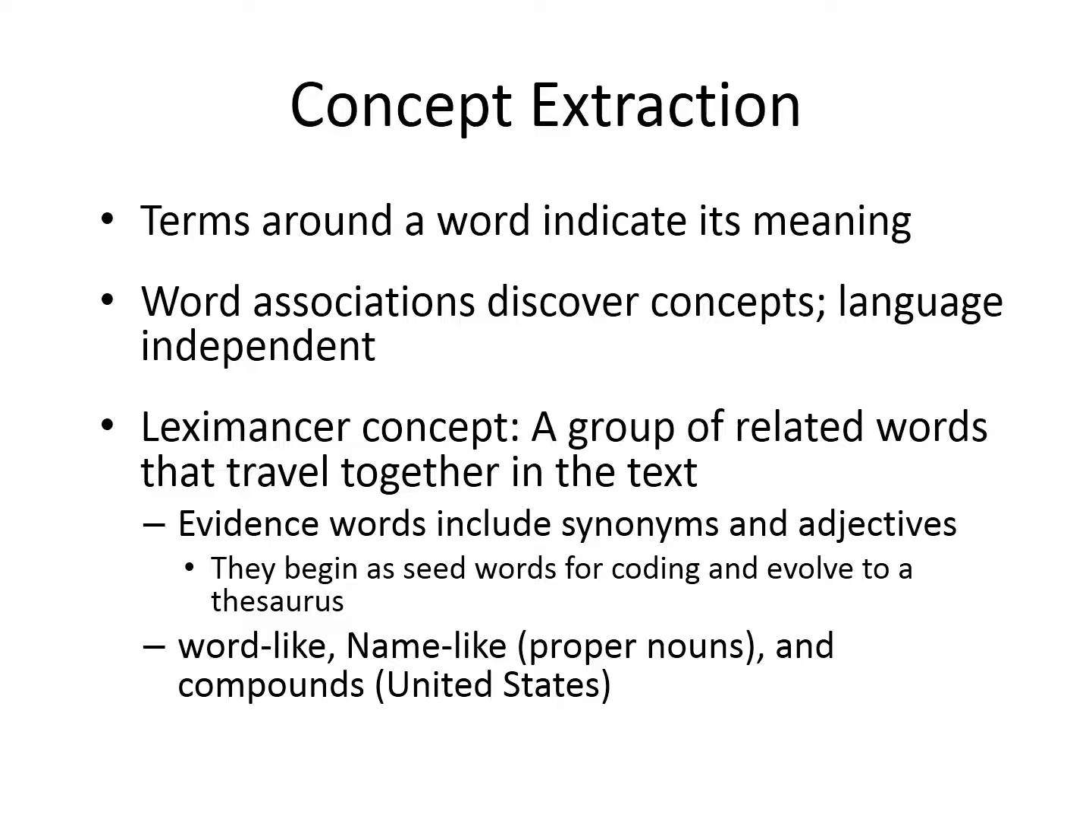Within that, what Leximancer is trying to do is get a sense of the word association by the individual words themselves and how they relate. So a Leximancer concept is essentially a group of related words that travel together in the text. These evidence words can include synonyms and adjectives, and the concepts themselves begin as a seed word for coding and evolve into a large thesaurus. There are many papers written on Leximancer that go into this aspect a little deeper than I can right here, and I'd encourage you to read those and also the Leximancer manual to get a sense of how it actually builds its concepts.